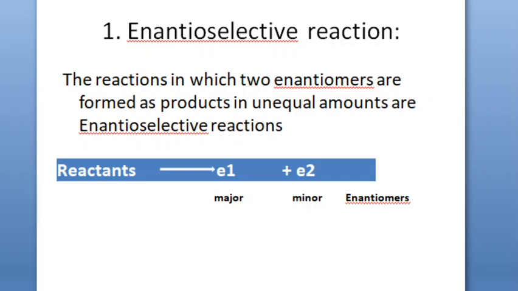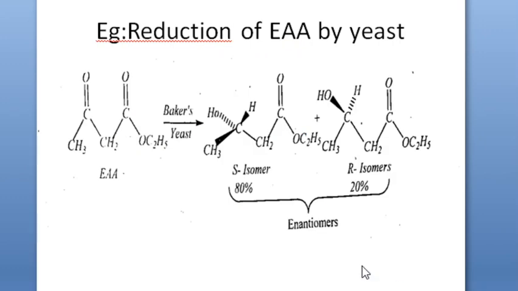Let us see one real-time example, the reduction of ethyl acetoacetate, EAA. What does EAA stand for? Ethyl acetoacetate. In the reduction of ethyl acetoacetate, you get two enantiomers, one is the S isomer, another is the R isomer. What is going to get reduced here? The keto group. This is the keto group. This keto group is converted to alcohol.